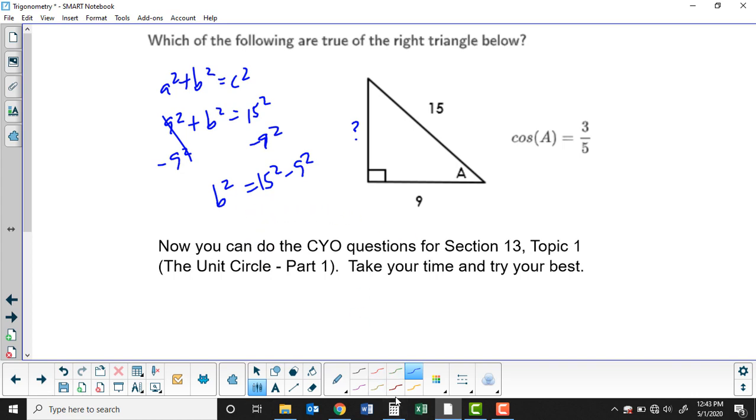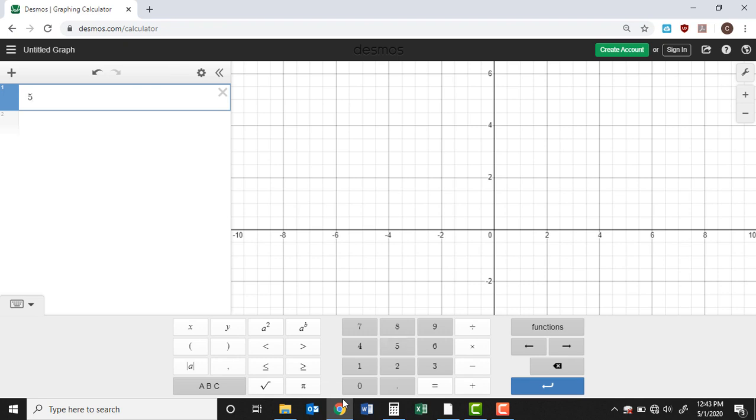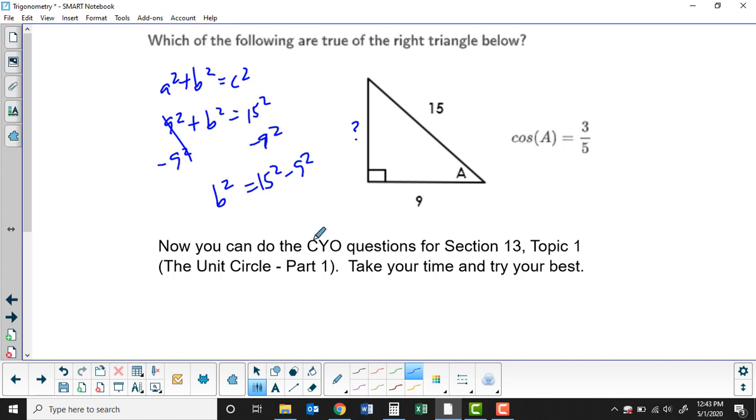So if I throw that into a calculator, I'll just use Desmos. 15 squared minus 9 squared is 144. Well, that means that b squared equals 144. So if I take the square root of both sides, I find out that b equals 12. Now that means this side here is 12.